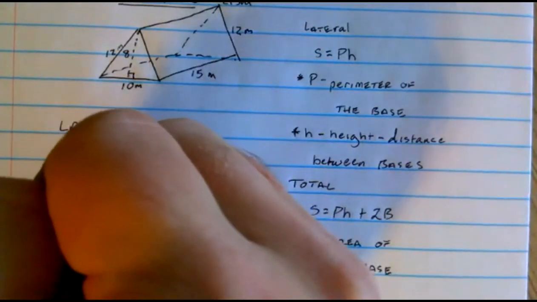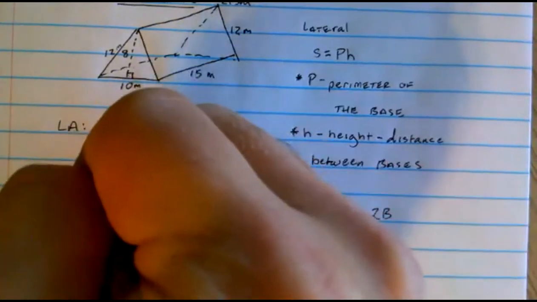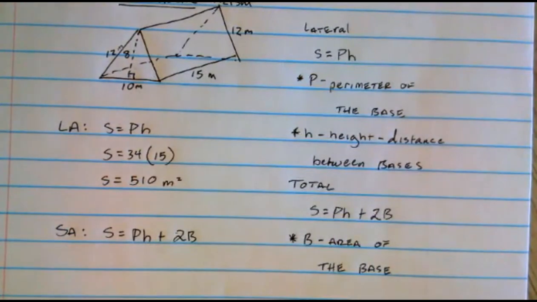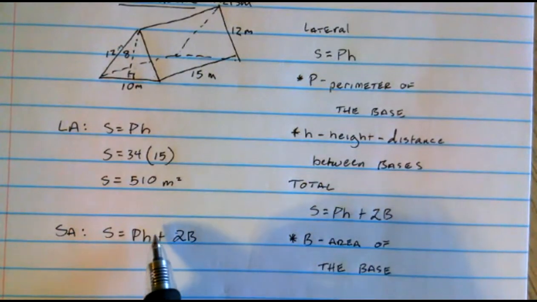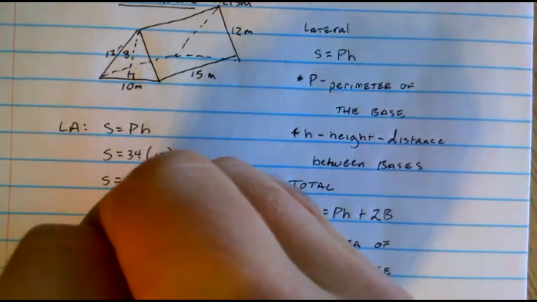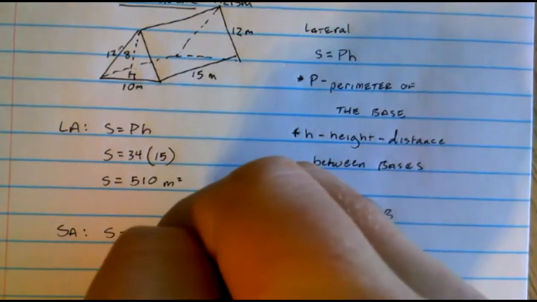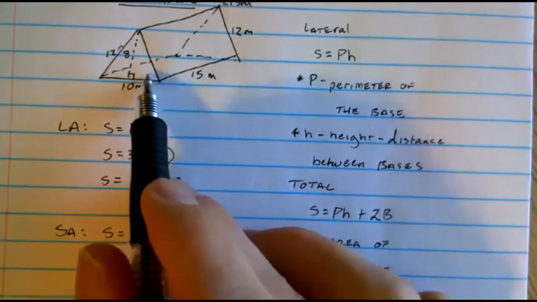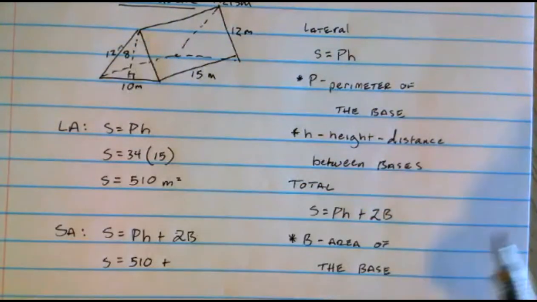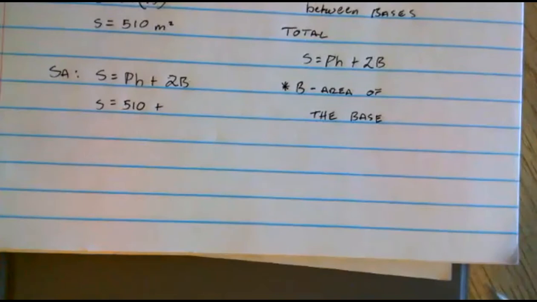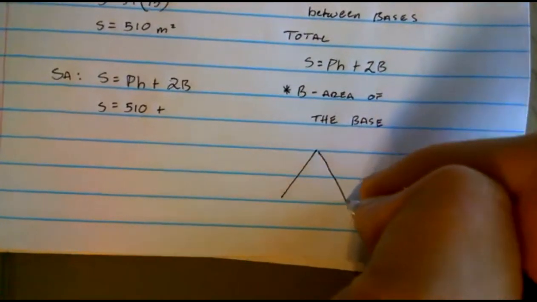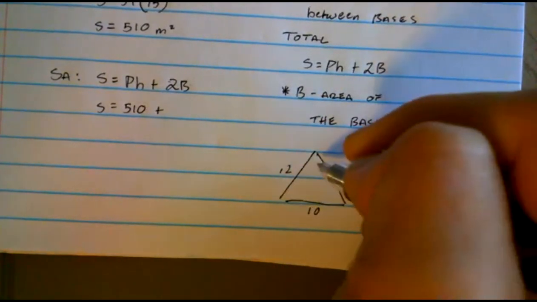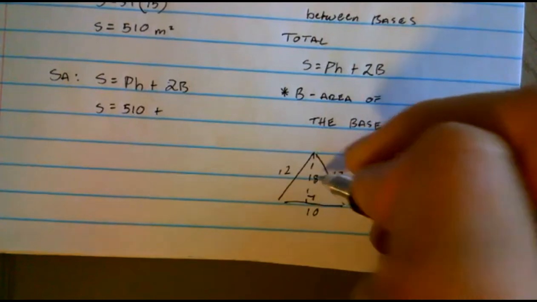Okay, so for our SA, which is our total, this is our formula, plus 2B. And we already know PH because we just found it. It's 510. So there it is, 510. Now, area of the base. You've got to go back to your bases, triangles for this one, and we can look at those separately. So this triangle on our notes looks like this. It's a 12, 12, 10, and then we've got this measurement here, which is an 8.